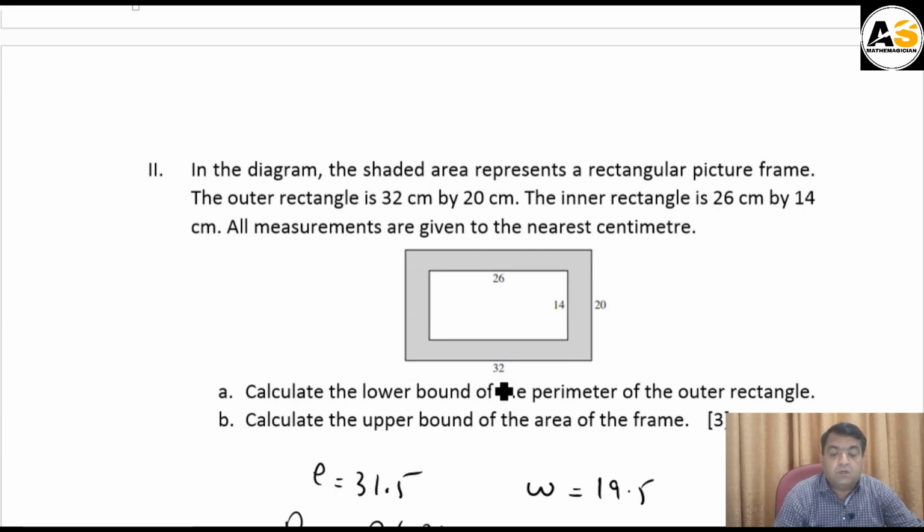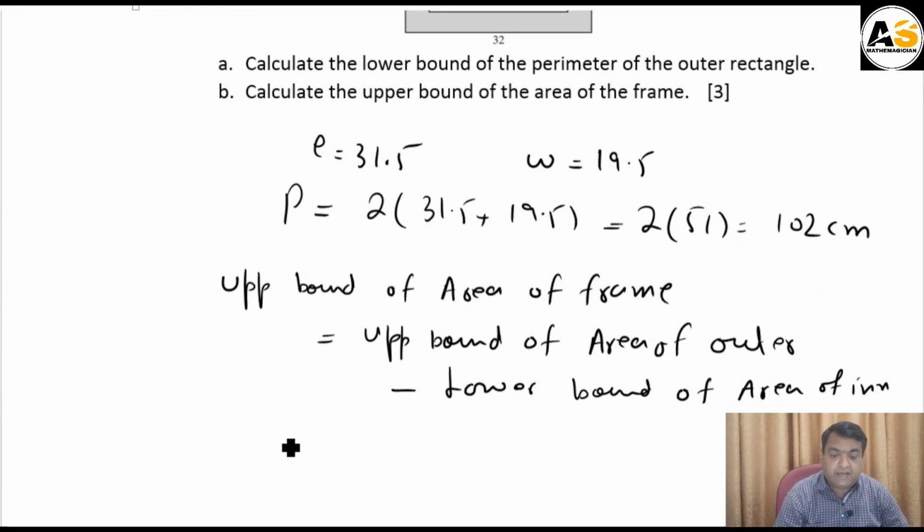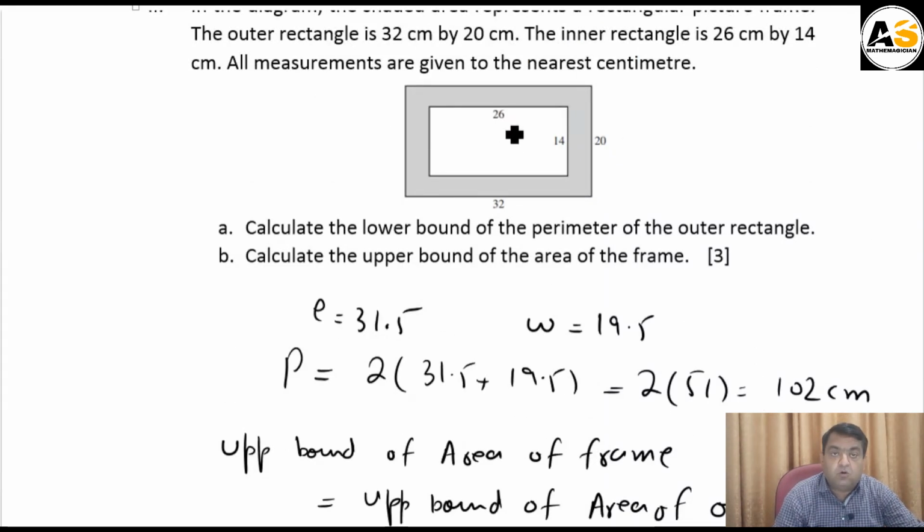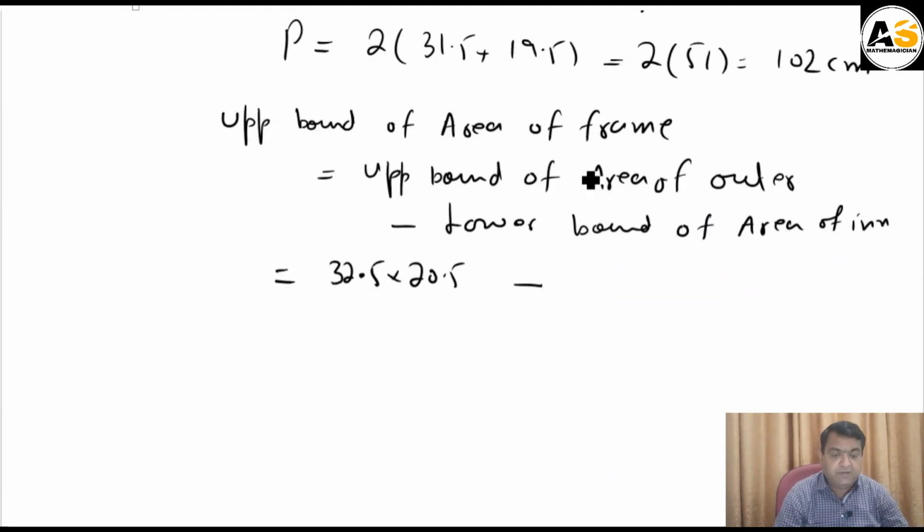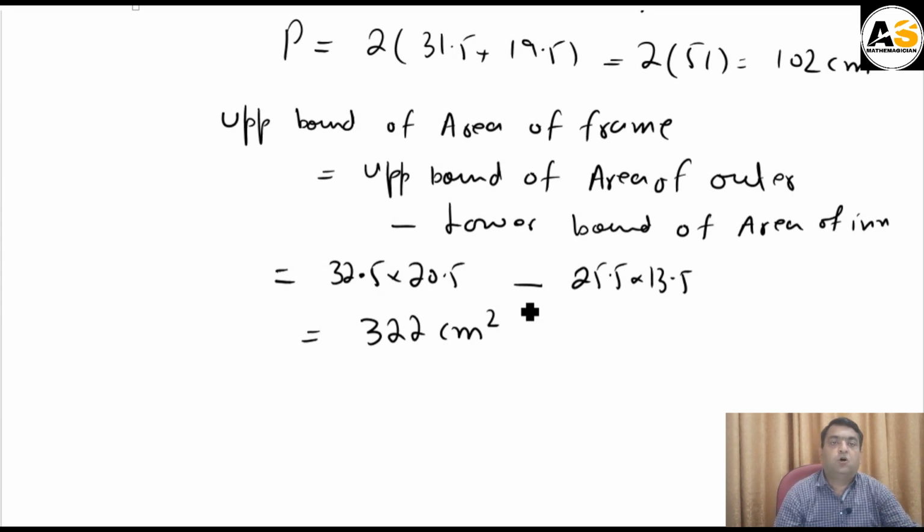What is its upper bound? 32.5. What is its upper bound? 20.5. So upper bound of area of triangle is equal to 32.5 multiplied by 20.5 minus lower bound of area of inner triangle. What will be its lower bound? 25.5 and its lower bound for 13.5. So this will be 25.5 multiplied by 13.5. When you will use calculator to simplify this, you will get 322 centimeter square, which is the upper bound of area of frame. I hope this is clear.